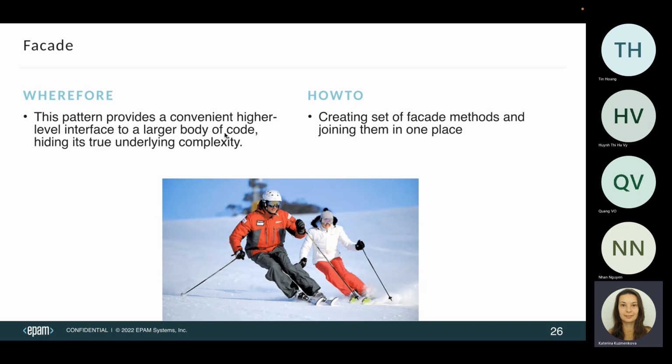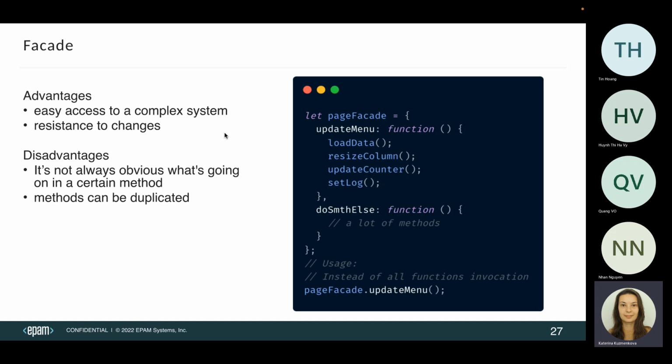Facade. This is a pattern which provides a convenient higher-level interface to a larger body of code, hiding its true underlying complexity. We can use it by creating a set of facade methods and joining them in one place. The advantages of such a pattern are easy access to a complex system and resistance to change. Disadvantages: it's not obvious what's going on in a certain method, and methods used by the facade pattern might be duplicated.